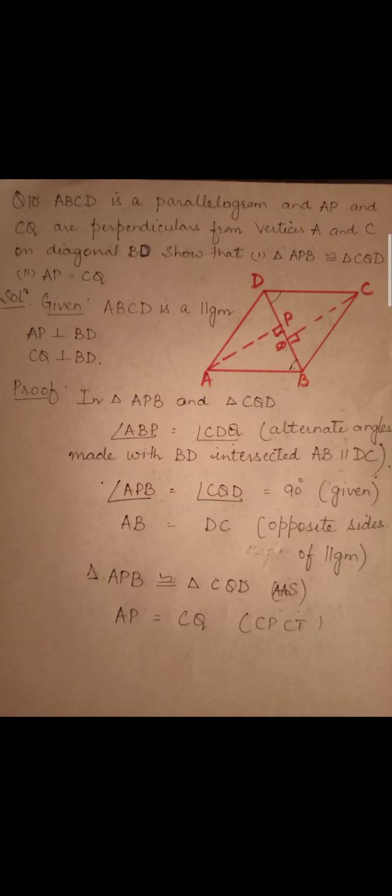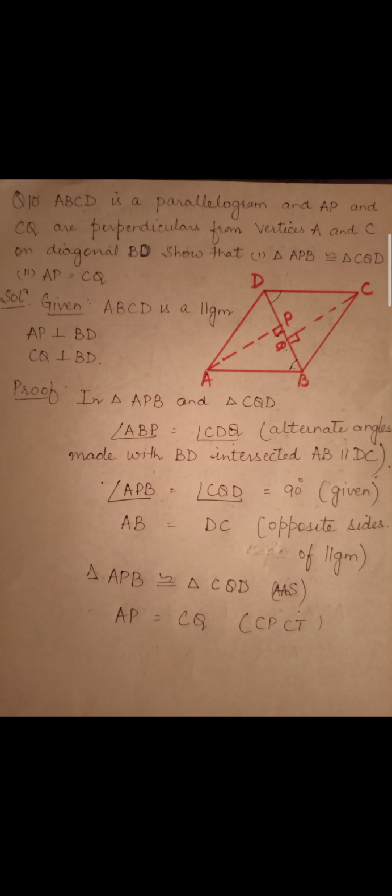Children, now question number 10. ABCD is a parallelogram. AP and CQ are perpendiculars from vertices A and C on diagonal BD. Show that triangle APB is congruent to triangle CQD. And then we have to prove AP is equal to CQ.